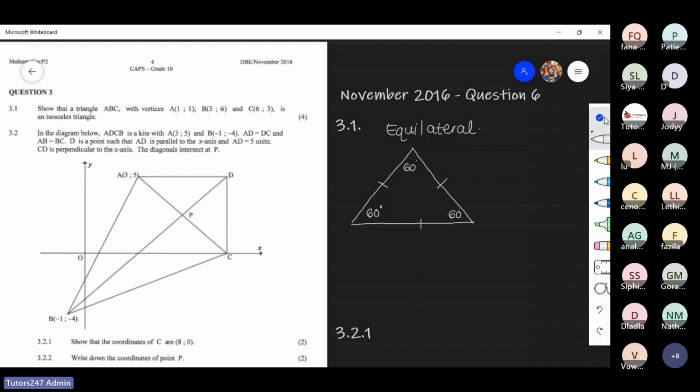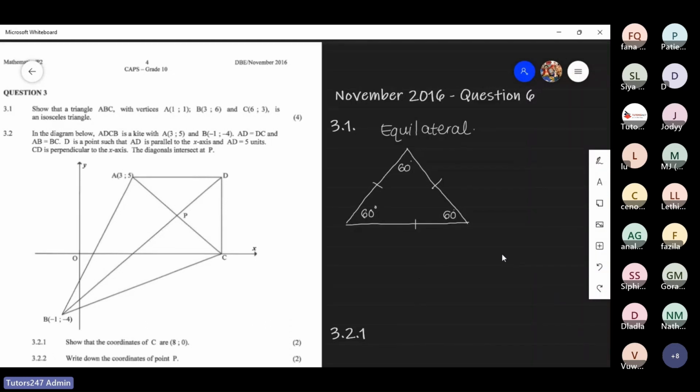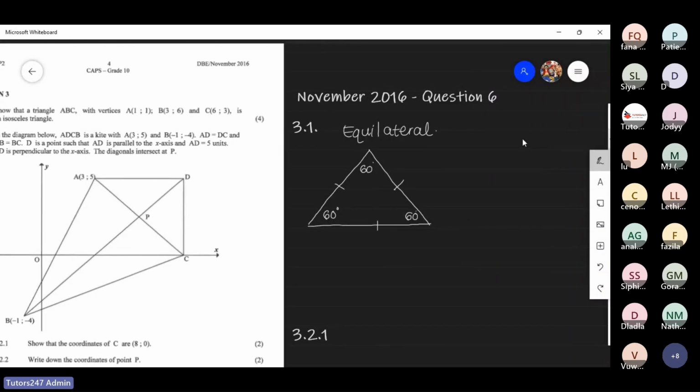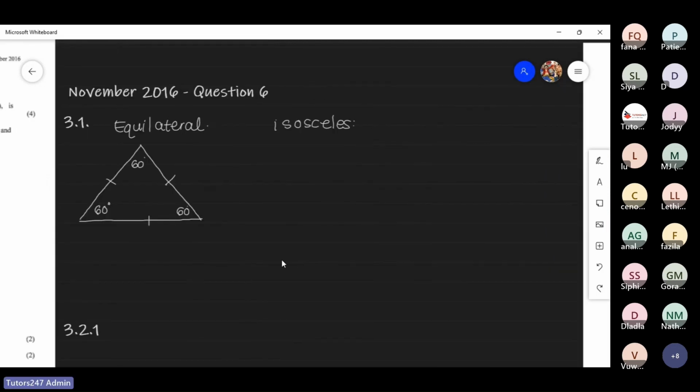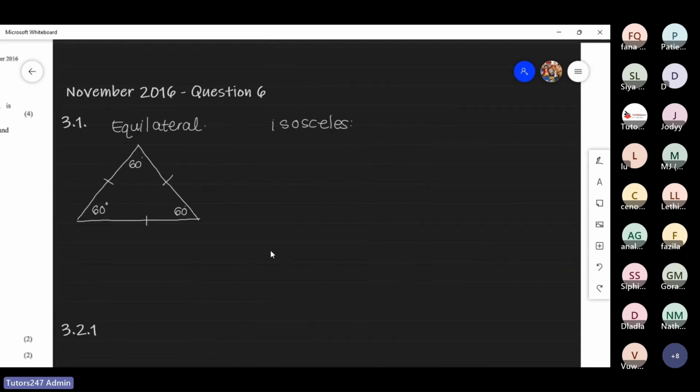Now, our second type of triangle that we'll have a look at is an isosceles triangle. Now, an isosceles triangle only has 2 equal sides and 2 equal angles. So we don't have a lot of space. Let us try to squash this up quickly.